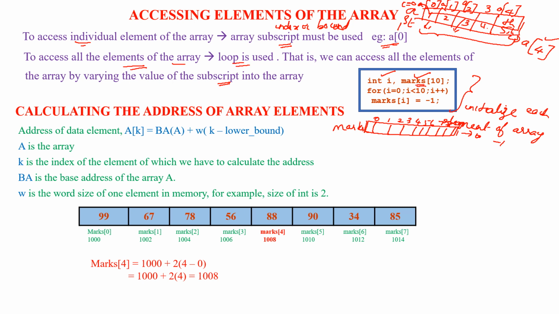Okay, for i is equal to 0. For the first case, what will happen when i is equal to 0? It will check the condition whether 0 is less than 10. Yes, the condition is true. Therefore, marks of i is equal to -1. What is i here? Marks of 0 will be equal to -1.